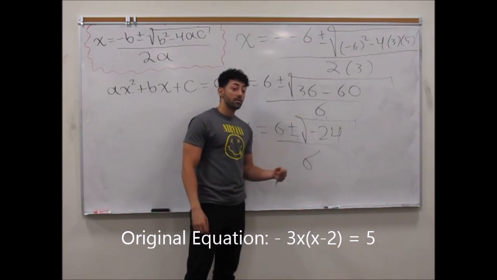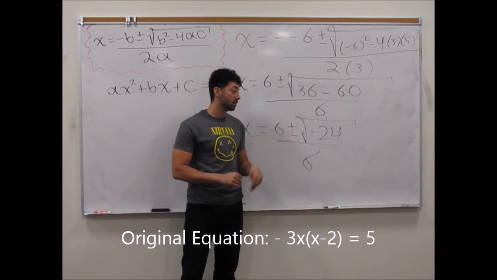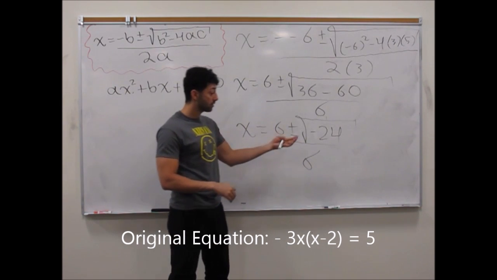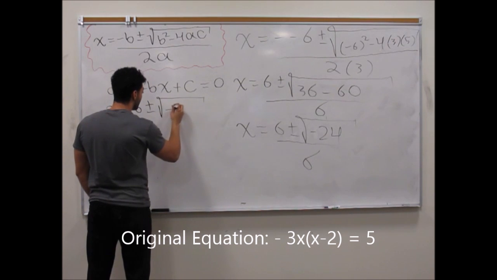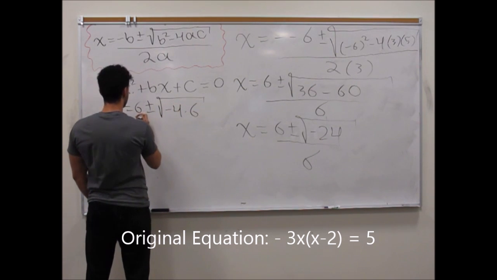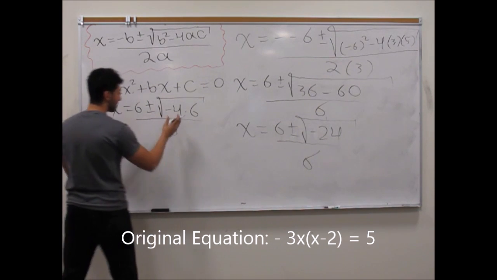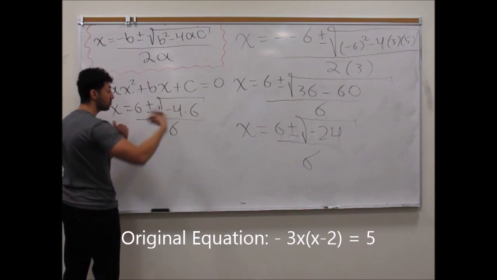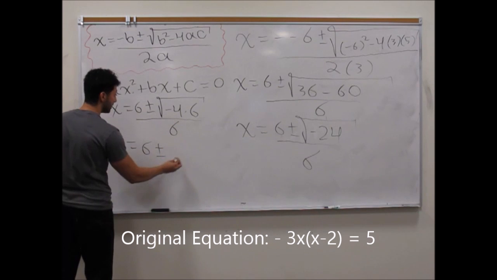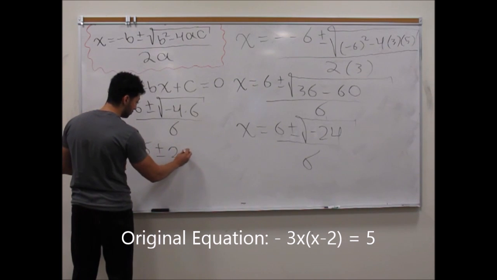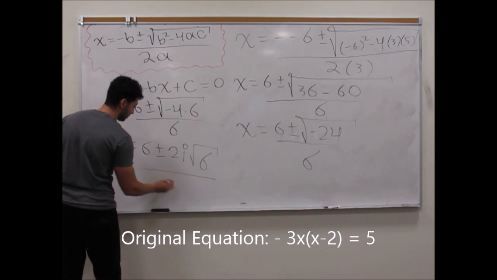That negative has to come out as an i, and that 24 is trying to sneak someone in, like a 4. 4 times 6. So we're going to take that 4 out. Square root of negative 4 times 6 all over 6. Alright, that negative 4 is going to come out as a 2i. So then we get that x is equal to 6 plus or minus 2i square root of 6 all over 6.